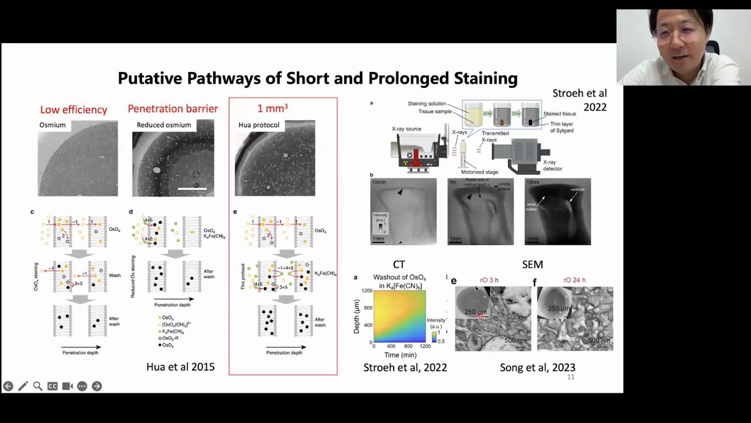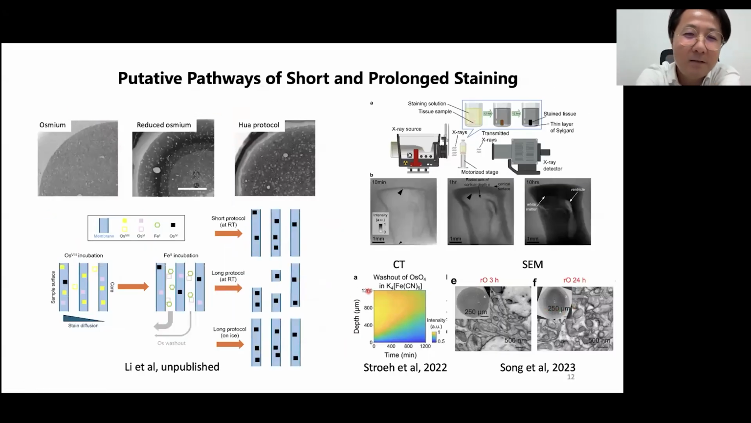And even more clearly, in another paper, for example, our Hua protocol works for 3 hours, and if you prolong the incubation, you will have a sample with a weakly stained outer ring, and a heavily stained core. I mean, that's the inverse contrast. Of course, we need to update the model a little bit more.